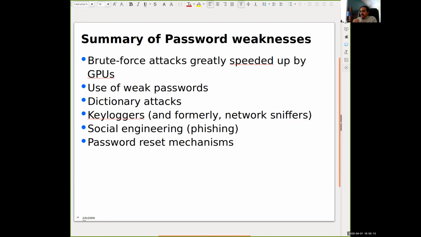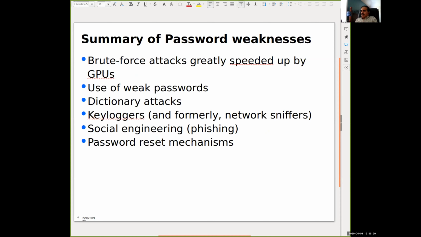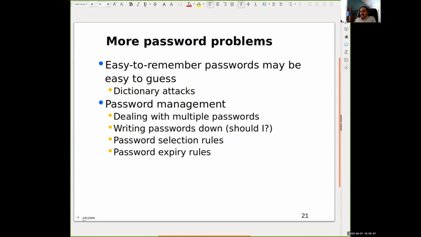We have gone over these techniques already. We still haven't talked about network-based stealing, and we'll get to that further down in this lecture. So let's talk about some of the other password problems which are somewhat more recent.